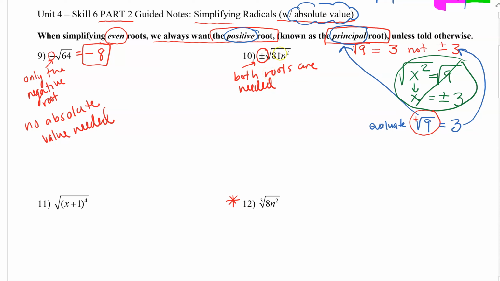So with 81, the square root of that is 9. And with n squared, right, the exponent equals the index. So that's an index size group. It's a perfect square. The square root of that would just be n. So this is plus or minus 9n. And I don't need absolute value here because I wanted both a positive and a negative answer.